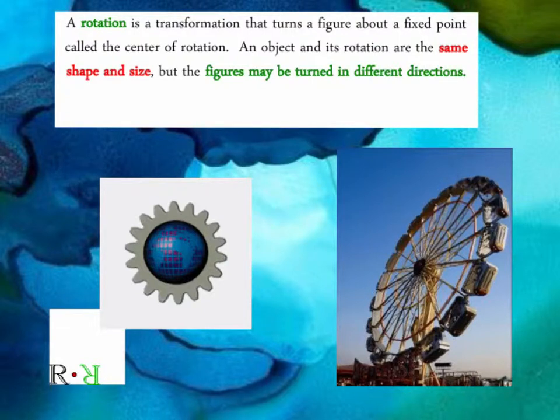A rotation is a transformation that turns a figure about a fixed point called the center of rotation. And remember, we discussed that the center of rotation could be inside the shape, in the center of the shape, or it could also be anywhere around that shape. An object and its rotation are the same shape and size, but the figure may be turned in a different direction. So here's an example.